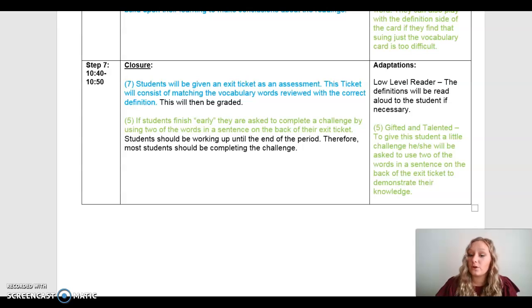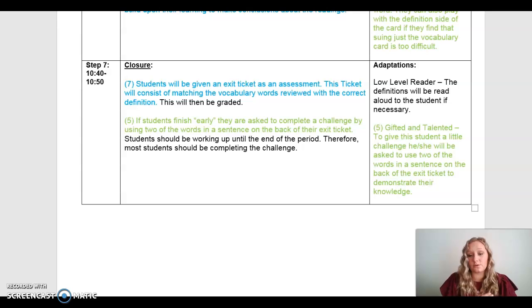So this is more of a formal assessment that I can just check off right away, see if they know their definitions, and that will be based on the lesson as well. And then if students finish early, they're asked to complete a challenge by using 2 of the words in a sentence from that assessment on the back of their exit ticket.